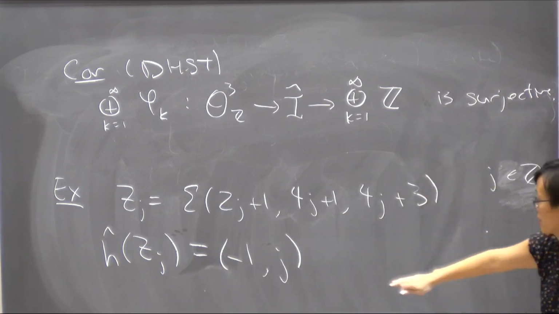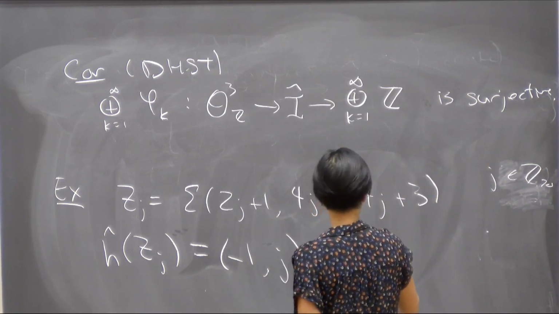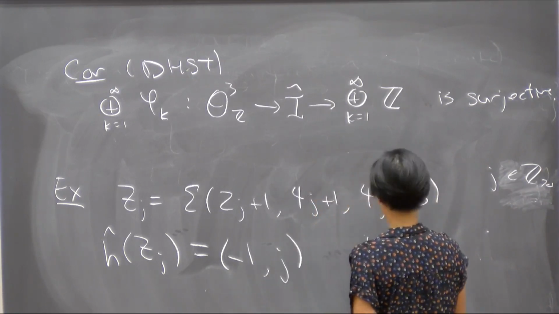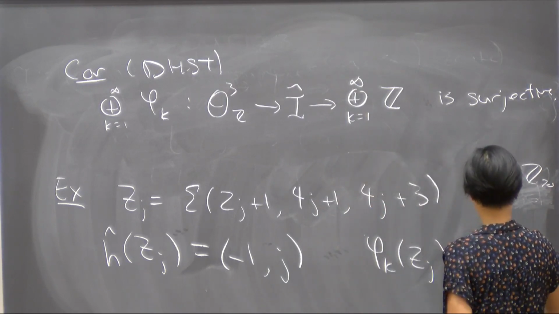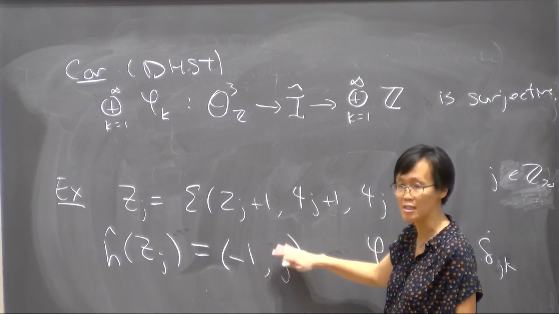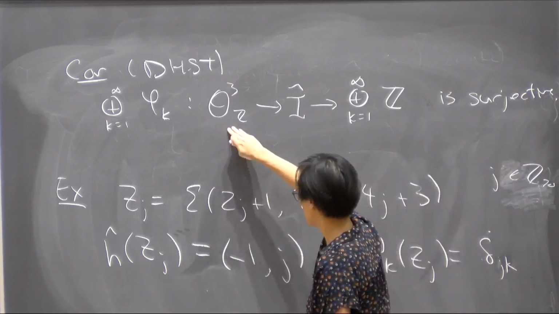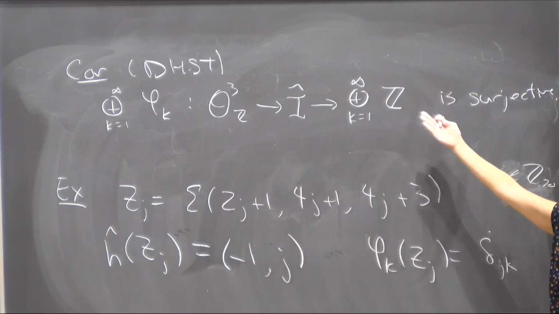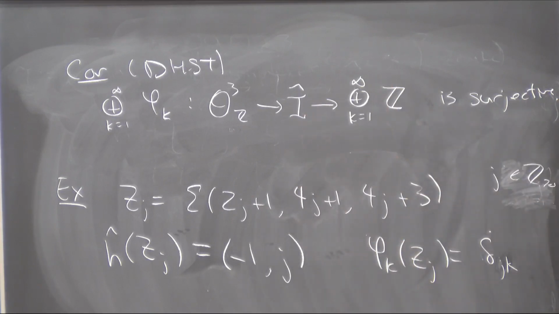This is surjective, because if you look at these examples here, this tells us that phi k of Zj is just delta jk. Remember, phi k is a sign count of how many times k appears in this sequence. So this family of manifolds gives you a surjective homomorphism from the homology cobordism group to Z to the infinity. Well, Z to the infinity is free, so it necessarily splits. So that gives us the direct summand. That's the proof of Theorem 1.